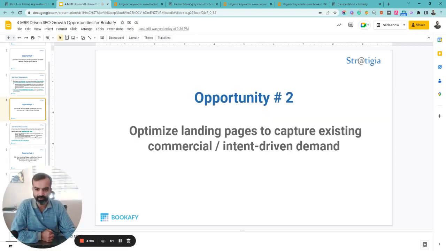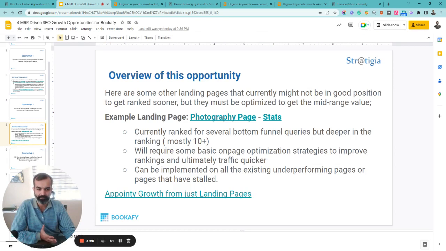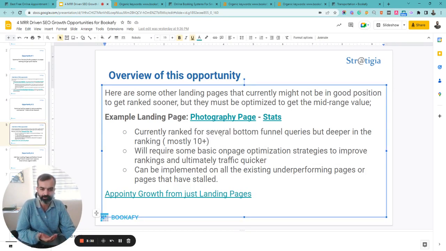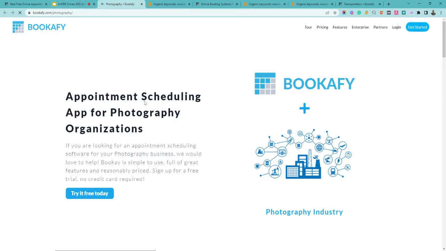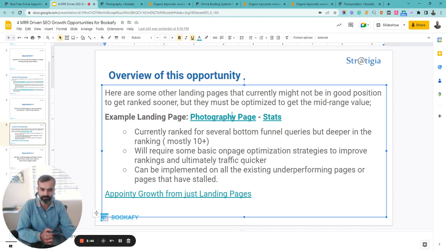The next opportunity is to optimize landing pages to capture existing conversion. It is more or less the same, but it includes pages which are a bit deeper within the ranks, mostly 10+. As an example, this photography page has the same issues identified on the transportation page, but it's a bit deeper within the ranking, mostly stuck around 10+ ranks or something along those lines.